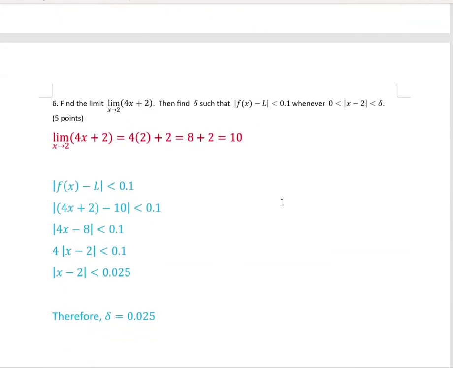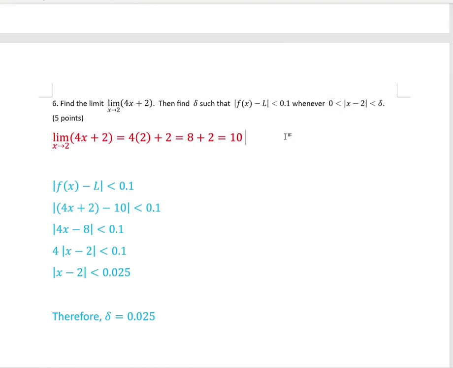Next, this is trying to get us to use the epsilon delta definition of the limit. So it asks us: find the limit as x approaches 2 of 4x plus 2. Then find delta such that the absolute value of f of x minus L is less than 0.1 whenever the absolute value of x minus 2 is between 0 and delta. Okay, so we first find this limit. That's easy. That's 10. We can just plug in x is 2.